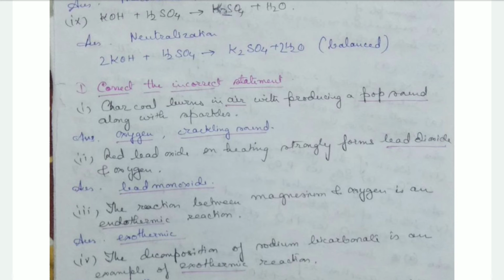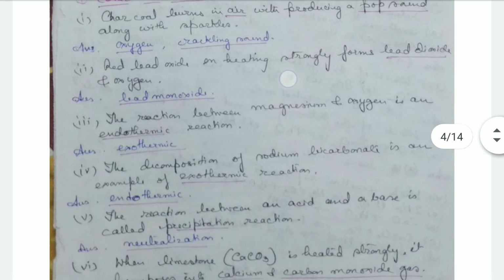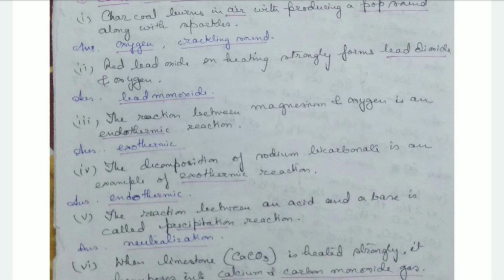Charcoal burns in air producing a pop sound along with sparkles. Correction: charcoal burns in oxygen and it produces a crackling sound. Red lead oxide on heating strongly forms lead dioxide and oxygen. It forms lead monoxide and oxygen, not lead dioxide. The reaction between magnesium and oxygen is an exothermic reaction, not endothermic. The decomposition of sodium bicarbonate is an example of an endothermic reaction, not an exothermic reaction.